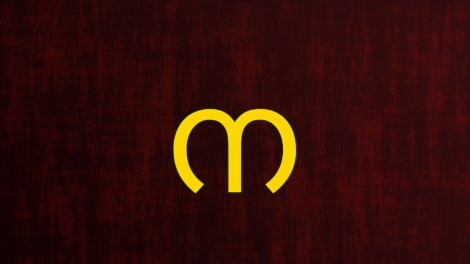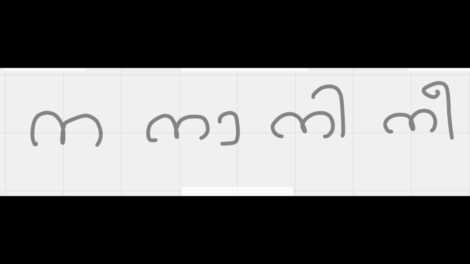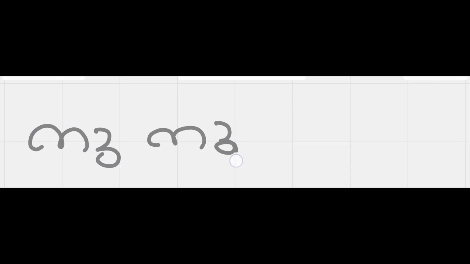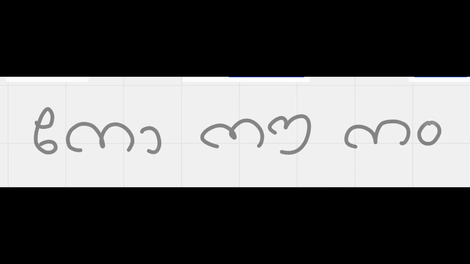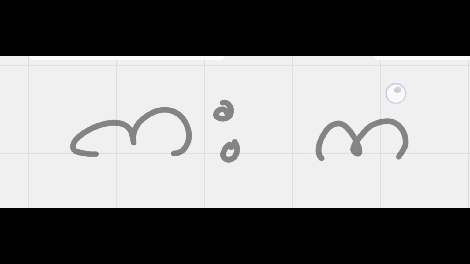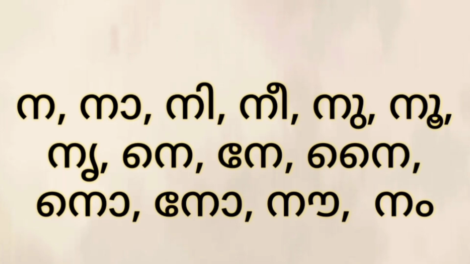Thau, Tham. And the last letter is Na. So, Na with the symbols. Na, Ni, Nu, Nr, Ne, Nai, No, Nau, Nam, Na. Na with the half moon symbol. N. Na with the symbols. Na, Ni, Nu, Nr, Ne, Nai, No.